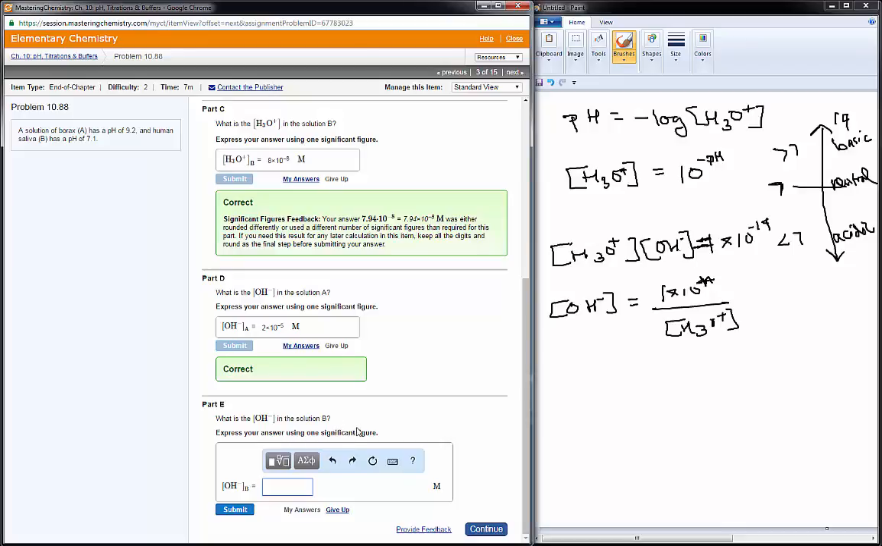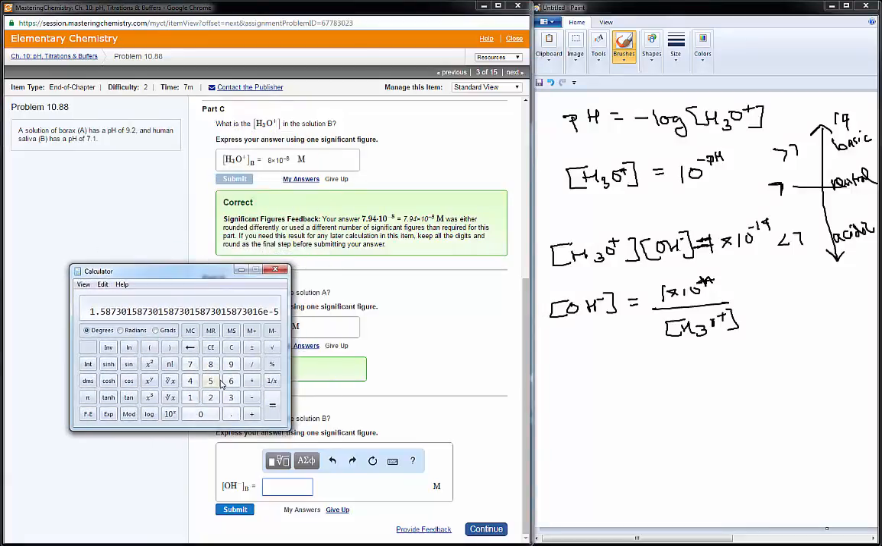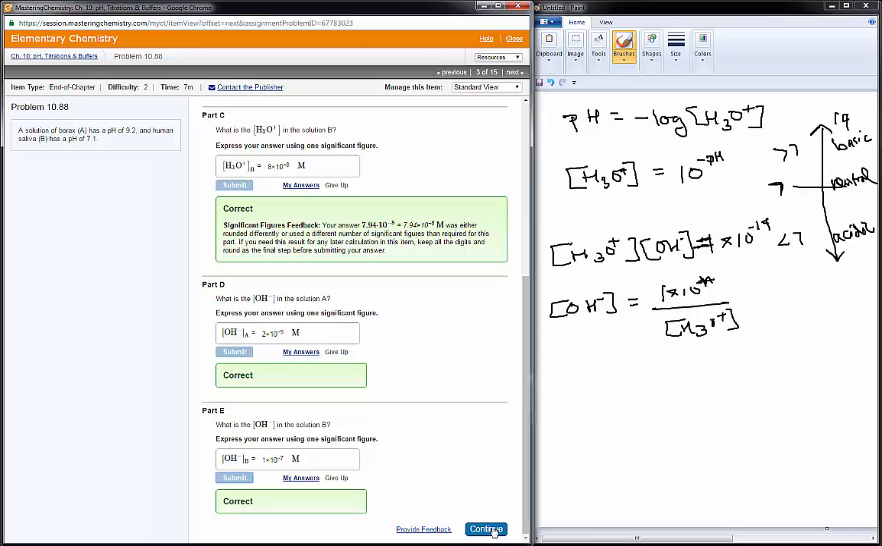And next, again, 1 significant figure. Gonna have to look out for that. Hydroxide solution for solution B. I'm going to say 1 times 10 to the negative 14th divided by now 8 times 10 to the negative 8th. Gives me a hydroxide concentration of 1 times 10 to the minus 7th. There we go.